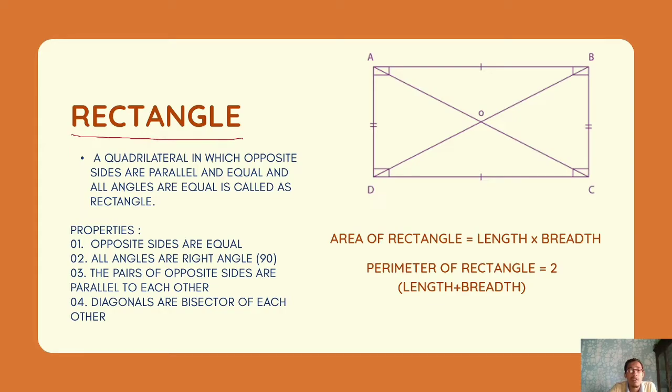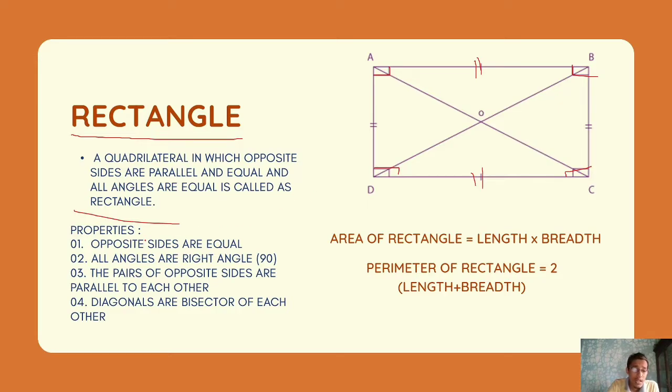Now the next quadrilateral is the rectangle. So what is the definition of a rectangle? A quadrilateral in which opposite sides are parallel and equal and all angles are equal is called a rectangle. So in any such quadrilateral, opposite sides, that is side AB in this case and side DC, are opposite to each other and parallel to each other. And all the angles, that is angle A, angle B, angle C and angle D, are equal to each other. This type of quadrilateral is called a rectangle.